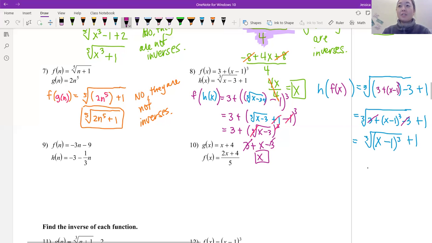And now we have just the cube and the cube root, so I can cancel those out. And I'm going to have x minus 1 plus 1. Now the x minus 1 plus 1 cancel out. So all I have left is the x. Happy days. Well, don't just stop there and be like, yeah, I'm done. I almost did that. So we have to answer the question. Yes, they are inverses.